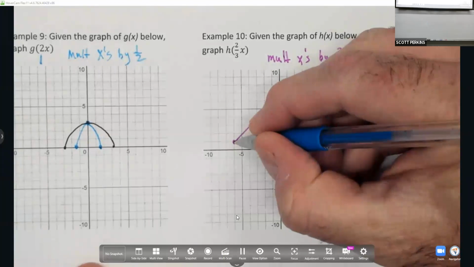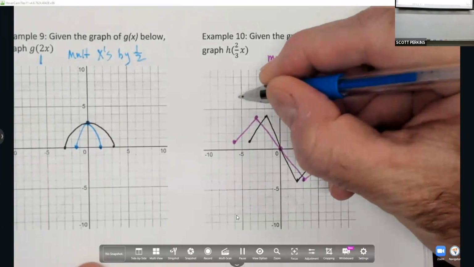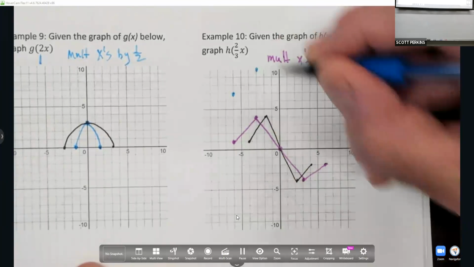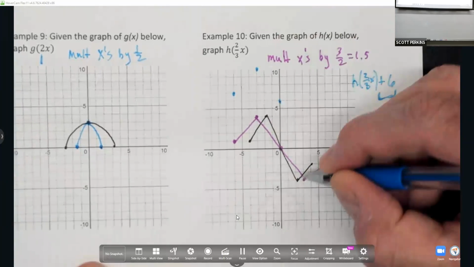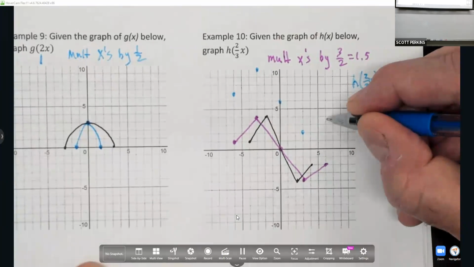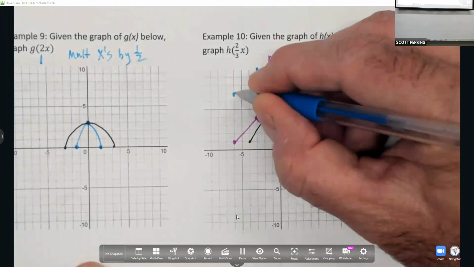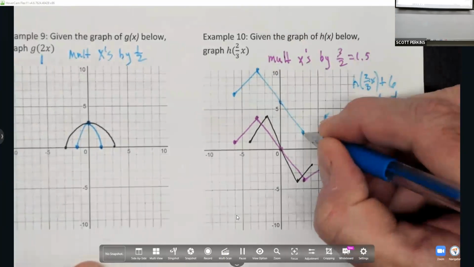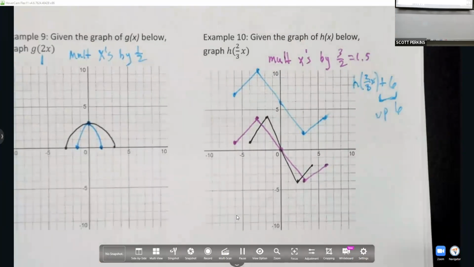So this y value goes from 1 up to 7. This y value goes from 4 up to 10. 0 goes up to 6. -4 goes up to 2. And then -2 goes up to 4. And there is my beautiful stretched and translated graph.